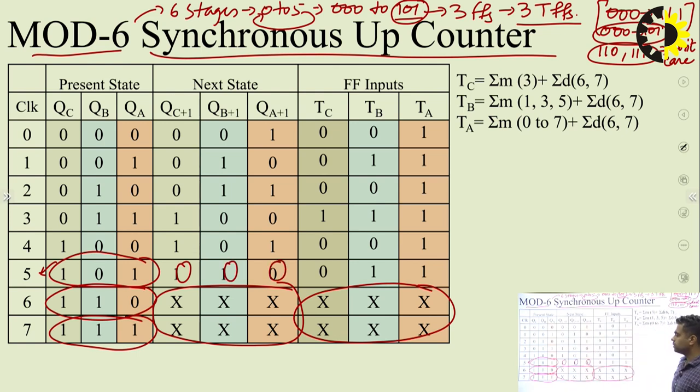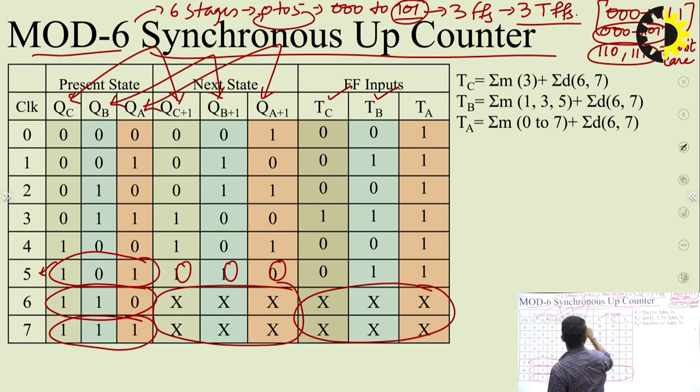Okay. So next state of 5 must be equal to 0. That's the only change, and for the rest of the things, you can check QC and QC plus 1 and write TC. Then QB and QB plus 1 and write TB. QA and QA plus 1 and write TA.